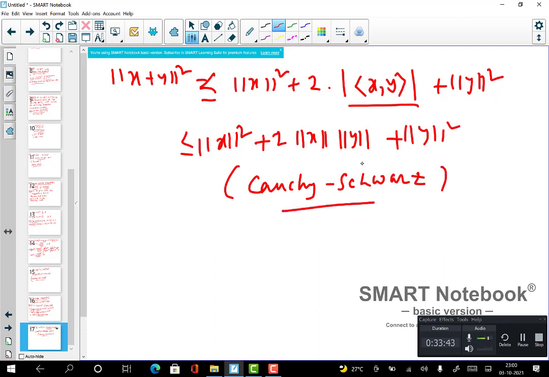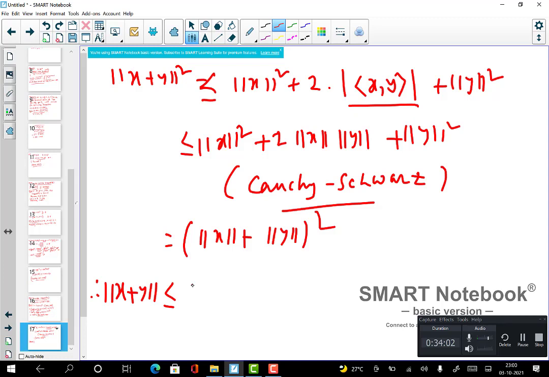Now this is obviously a squared plus 2ab plus b squared, so this is nothing but norm of x plus norm of y whole squared. Now you take the square root of both sides, and that gives you norm of x plus y is less than or equal to norm of x plus norm of y. Okay, done. So this is the proof of the triangle inequality.